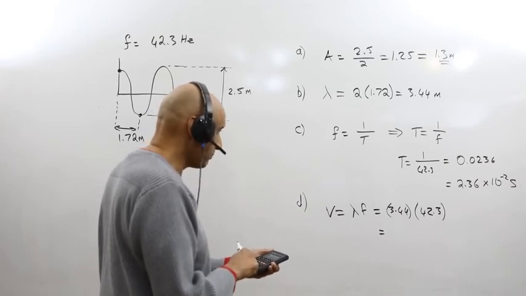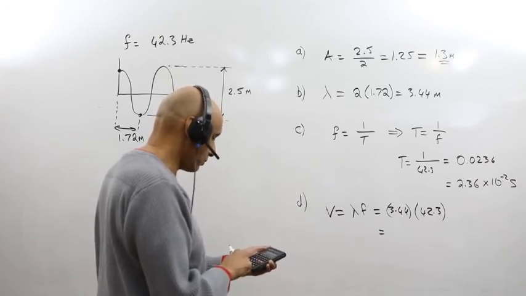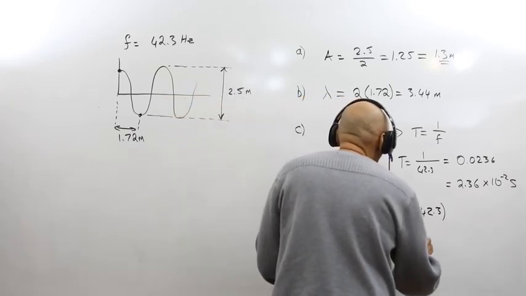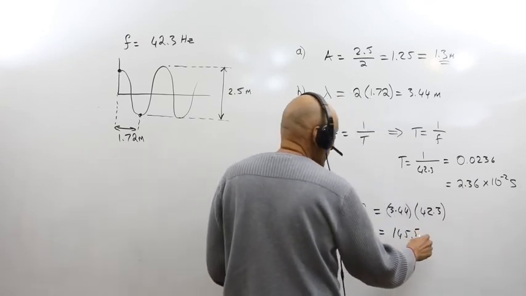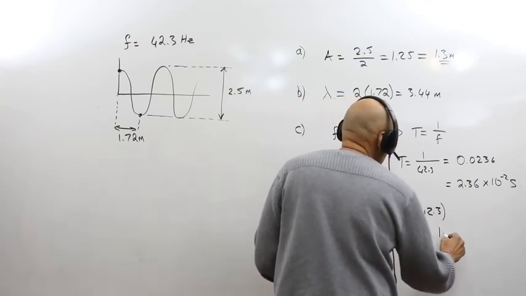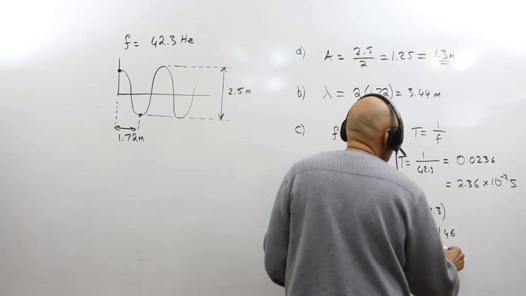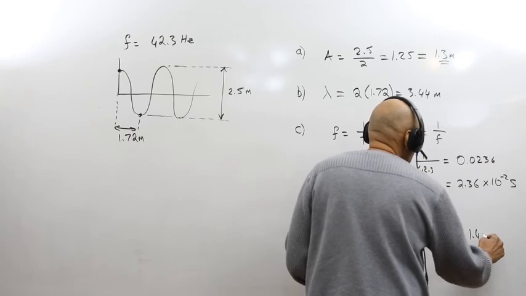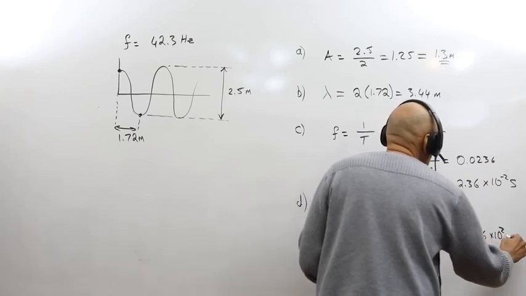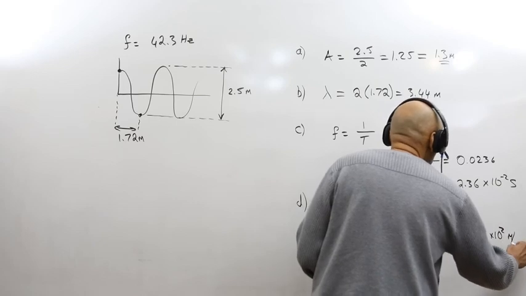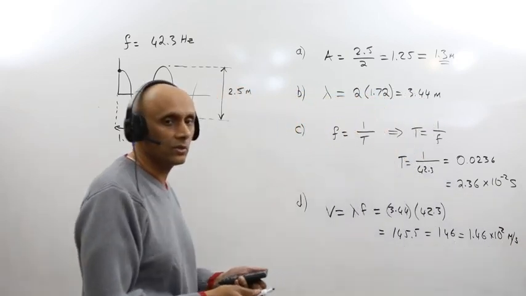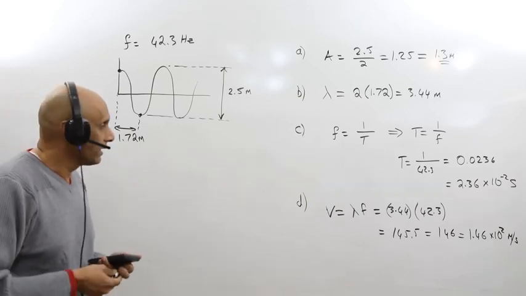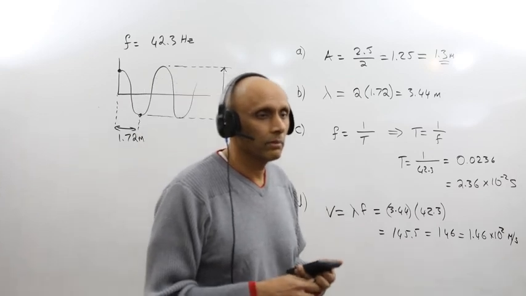3.44 multiplied by 42.3 gives me a value of 145.5, but remember, 3 significant digits makes it 146. I can change that into standard units, power of 10, so 1.46 times 10 squared meters per second, because we're always using standard units everywhere. That's the meter, kilogram, second, hertz, and so on. Okay, and that's problem number 3.